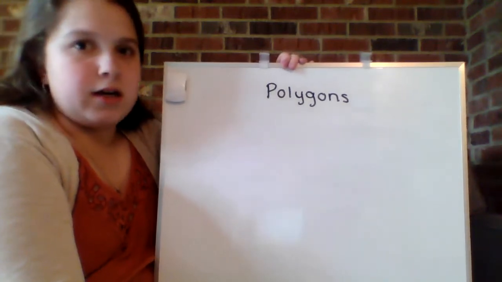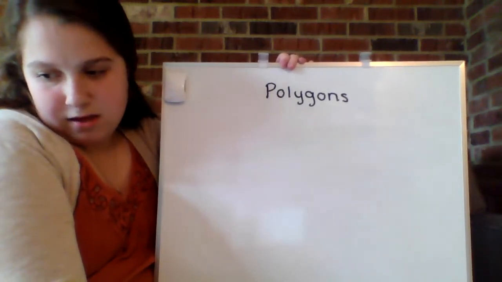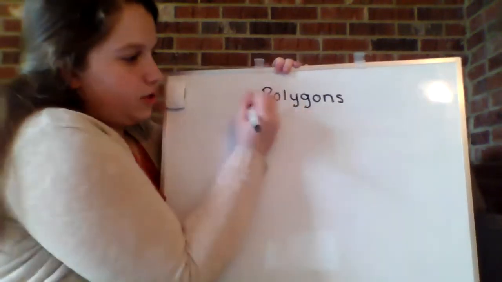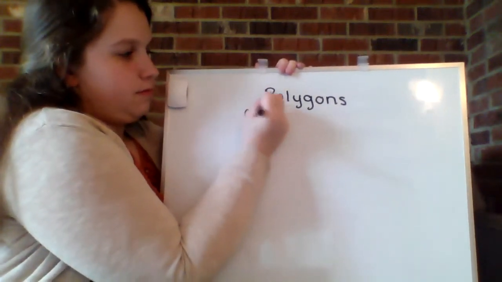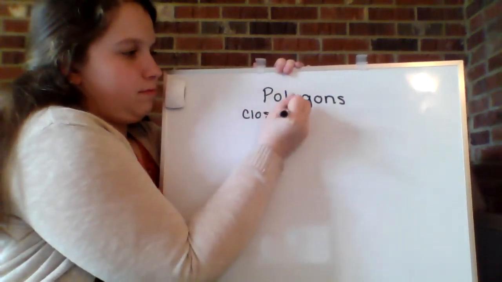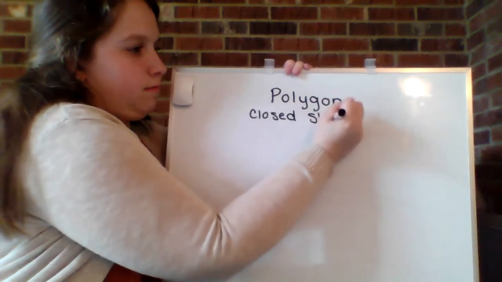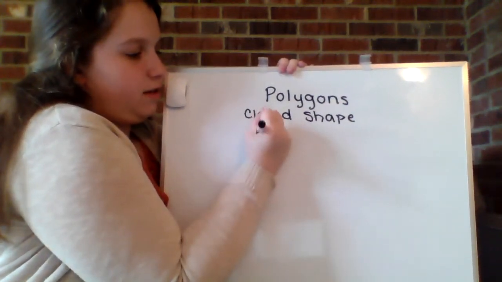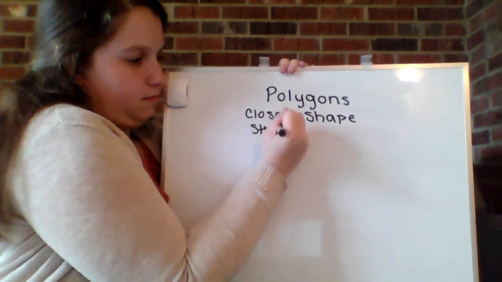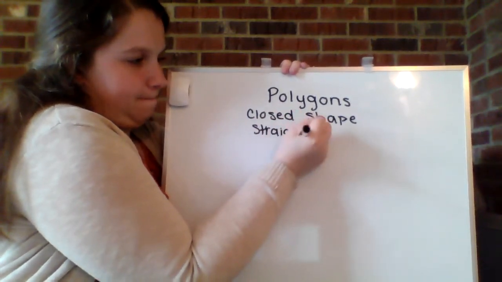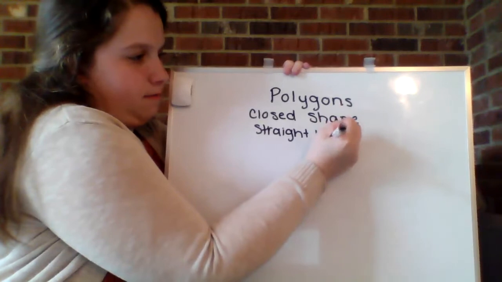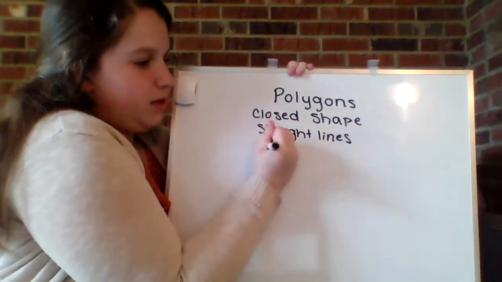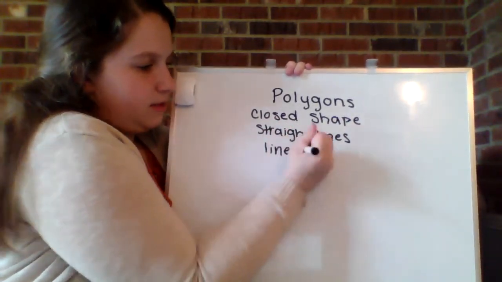A polygon is a closed shape. It has straight lines. And is made up of line segments.